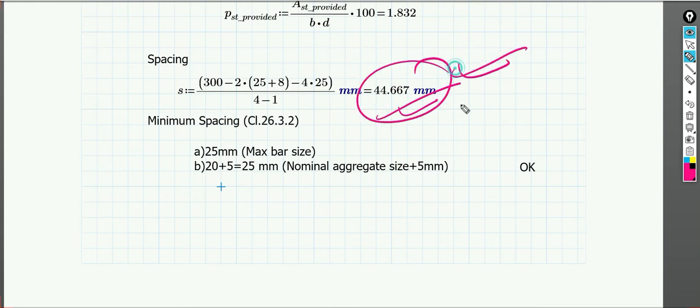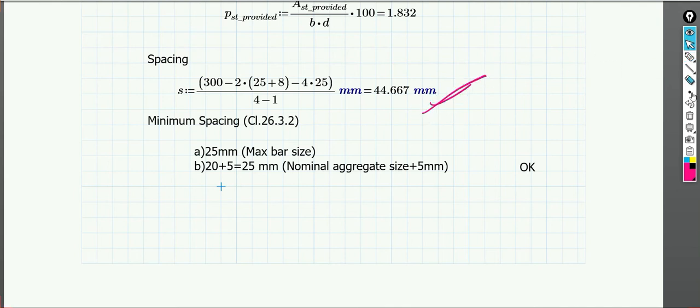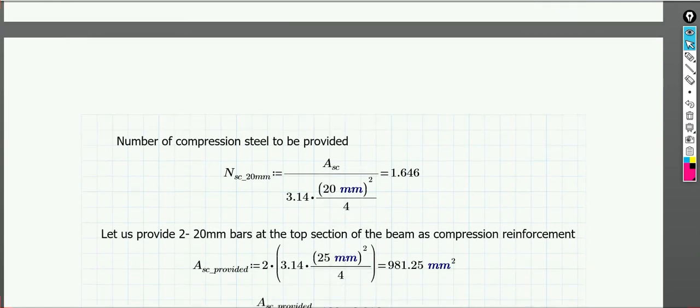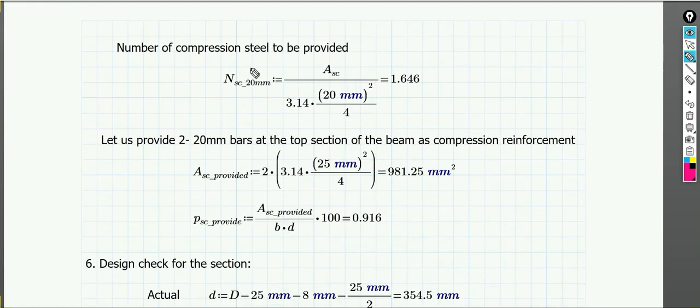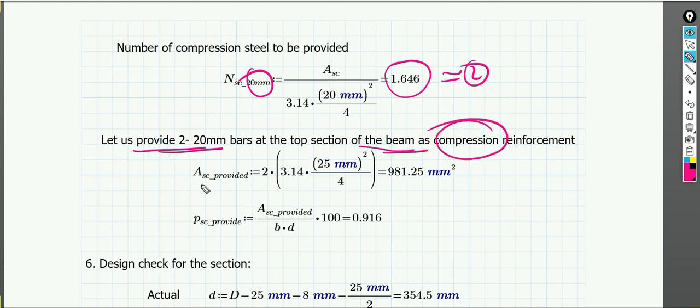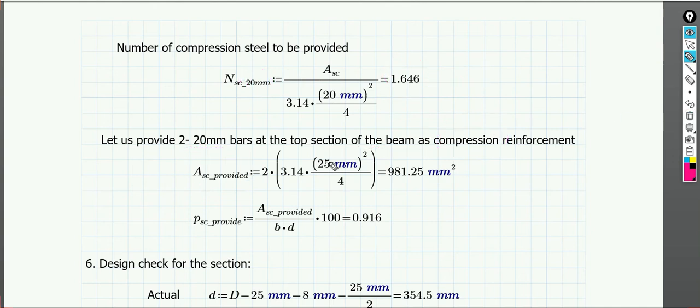Okay, this is done. The tension reinforcement is done. Then you have to go for compression reinforcement. Let's see how many bars of compression reinforcement will be required. Assuming 20 mm bar, around 1.6, that means almost 2 bars will be required. So let us provide 2 bars of 20 mm at the top of the section as compression reinforcement. Okay, and what is ASC provided? 2 bars into the cross section area of the bar. Here we have used 20 mm bar, so it should be 628 mm².